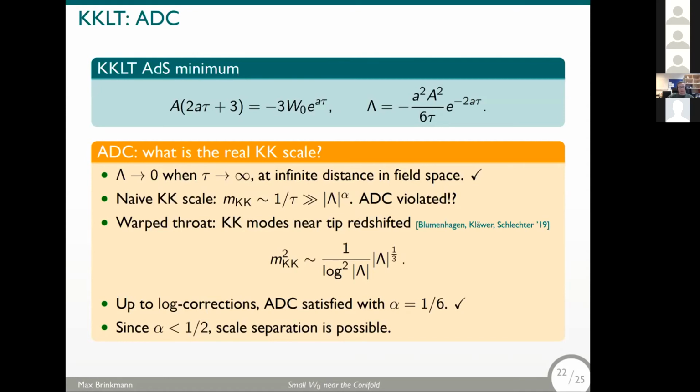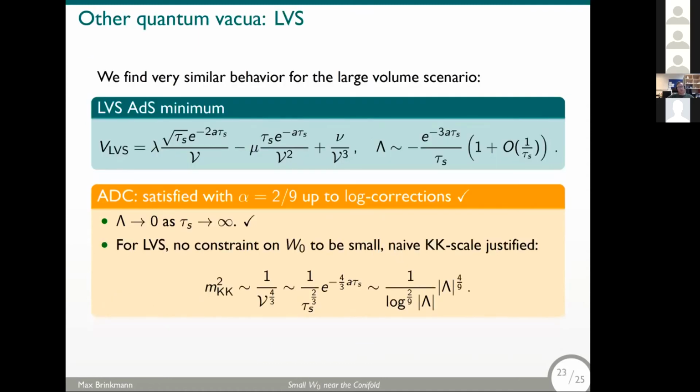Now one can ask, okay, this is just one example, but what about other quantum vacua? By quantum vacua, I mean that the vacuum itself is intrinsically generated by balancing tree-level and quantum or non-perturbative effects against each other. The other prime example for such a vacuum is the large volume scenario, where we find a very similar behavior. So once again, lambda goes to 0 as tau goes to infinity, so the infinite distance is a check. And here we have a KK scale which is also given by some log correction and the cosmological constant to some power.